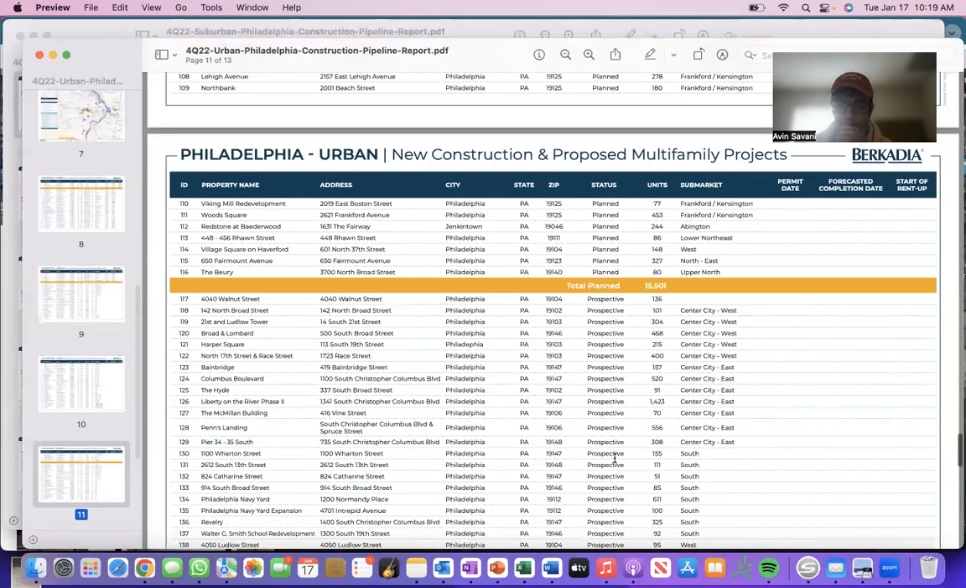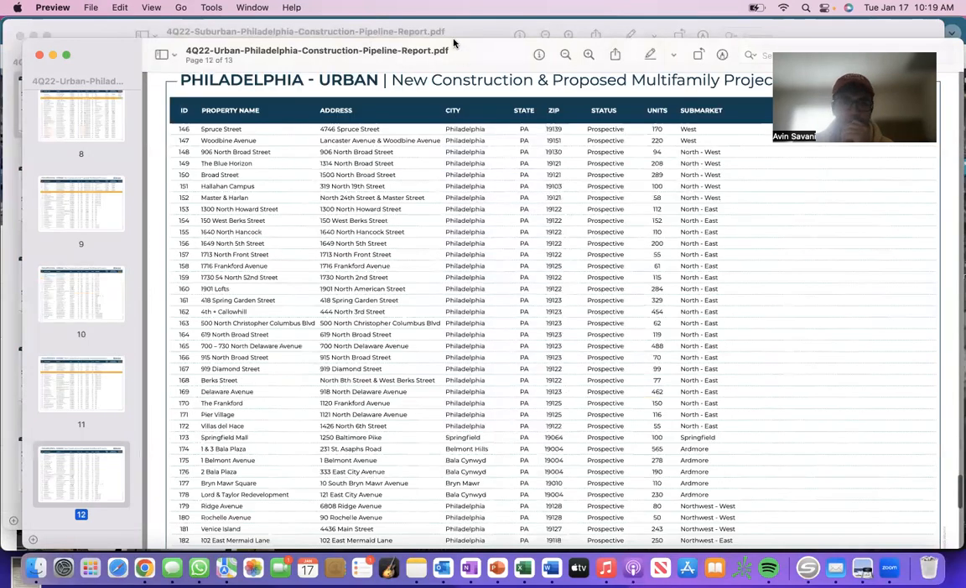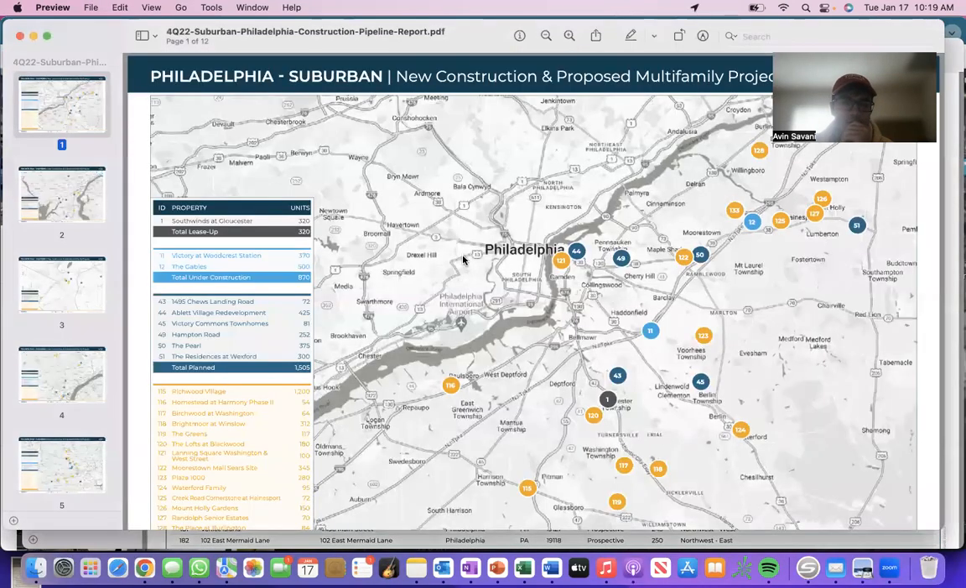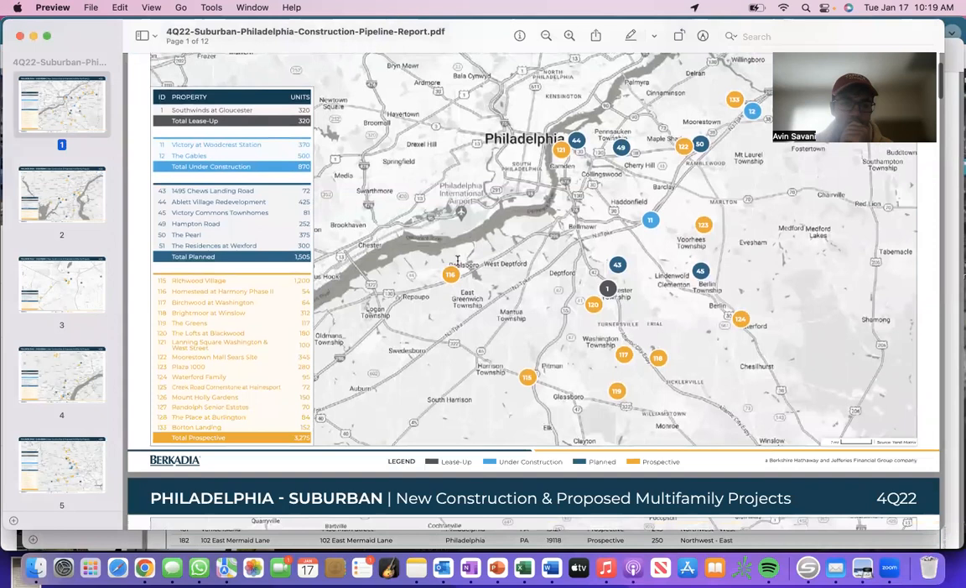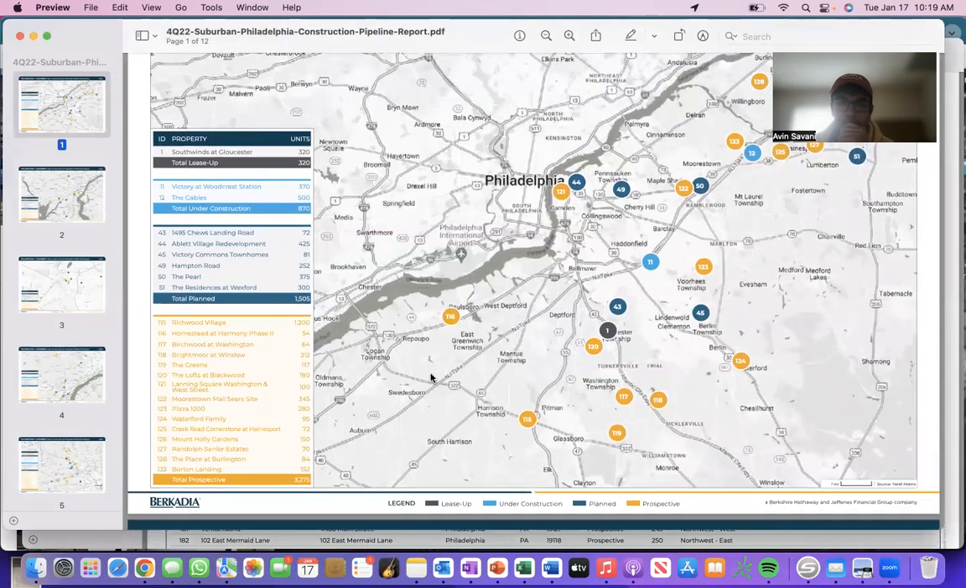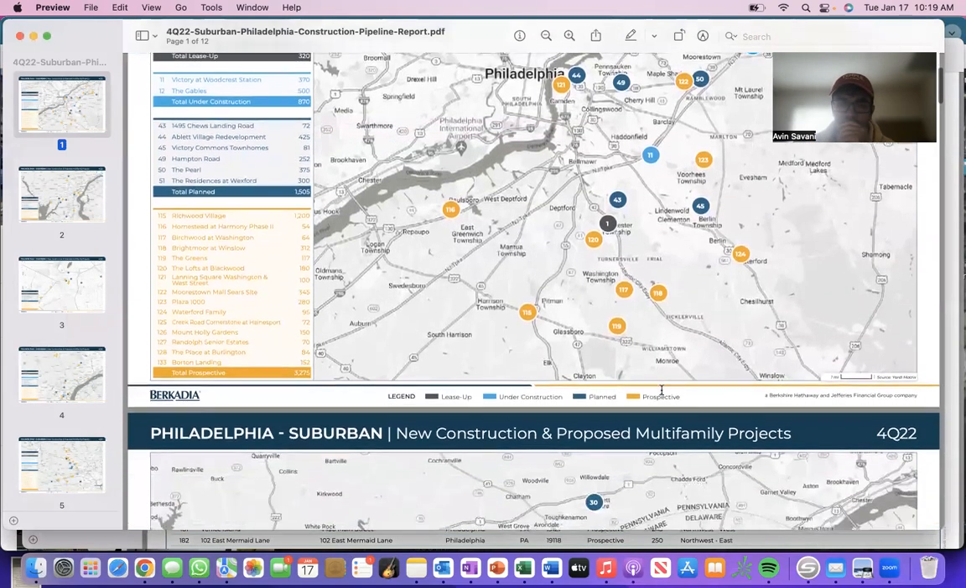And these are the prospective ones. So yeah, and then let's go into the suburban area. So this is suburban Philadelphia. I think this is getting closer to the New Jersey side. So yep.